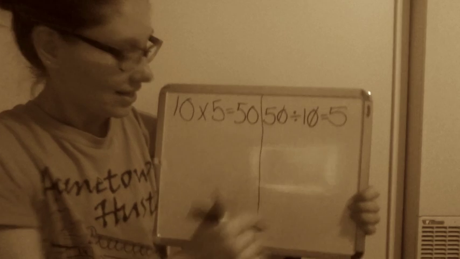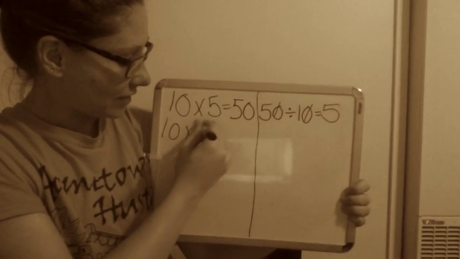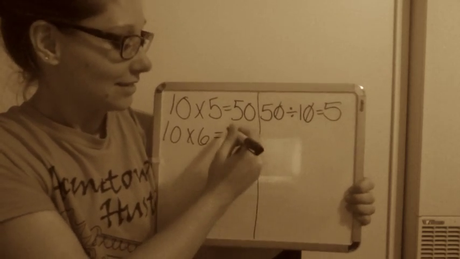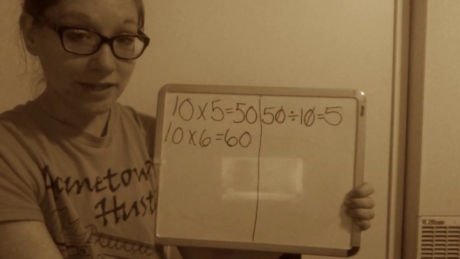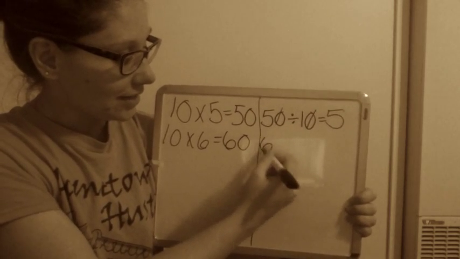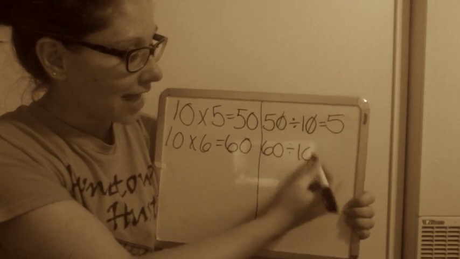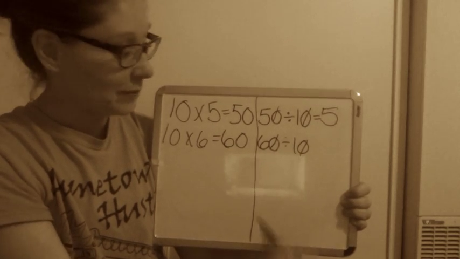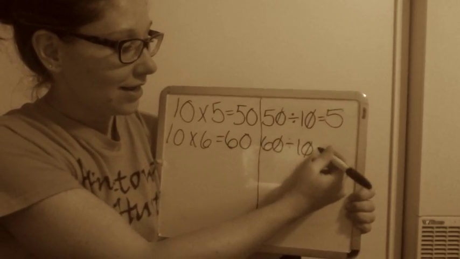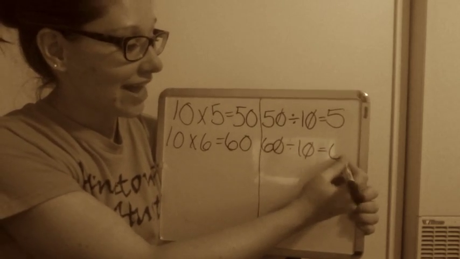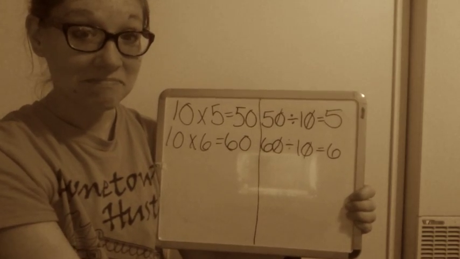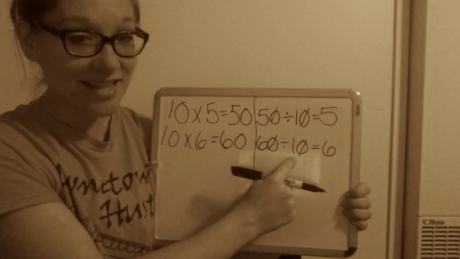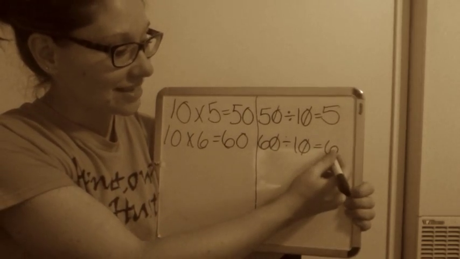Okay? Let's do 10 times 6. What is 10 times 6? 60. Now let's relate it to division. 60 divided by 10. Ready? Drop your zeros, because 6 divided by 1 is 6. Okay? It's just like that multiplication. Whenever you're doing anything by 1, it's always itself.